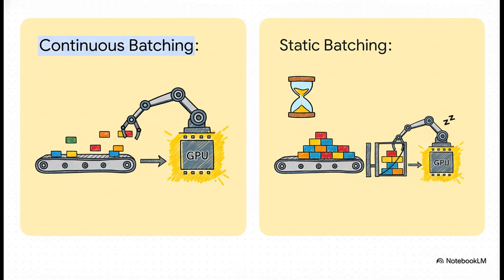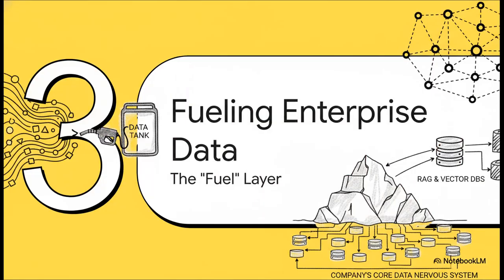Continuous batching is way smarter. It dynamically groups requests as they come in, which keeps that GPU busy and maximizes your overall throughput. It's a huge lever for efficiency. Okay, next up, let's talk about the fuel for this whole engine: data.